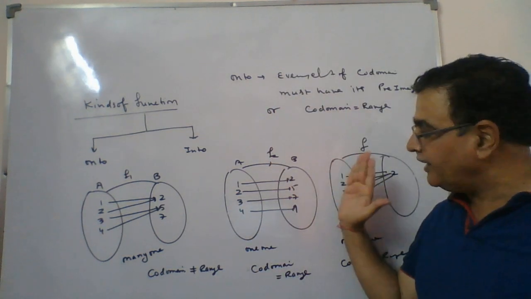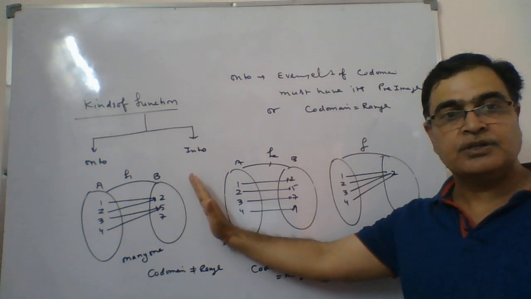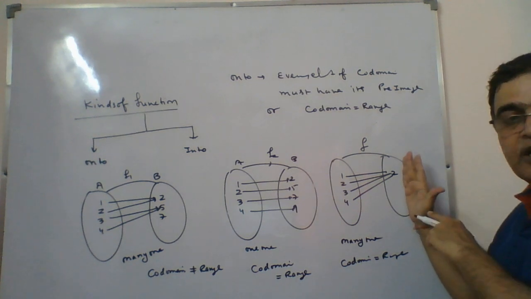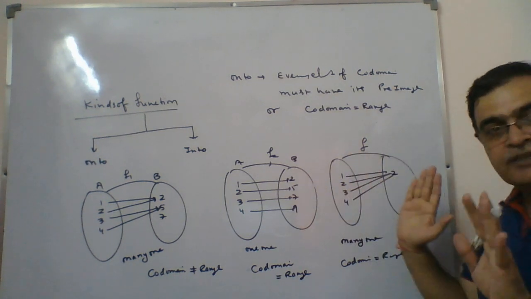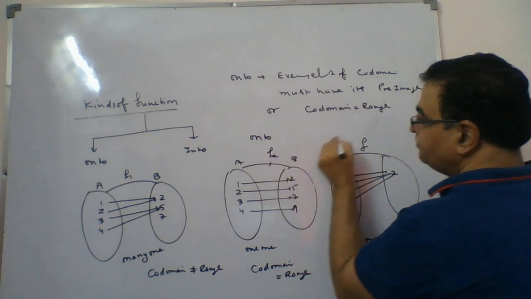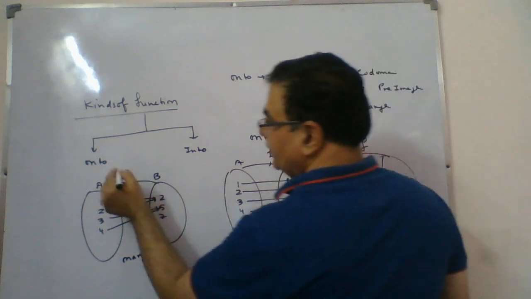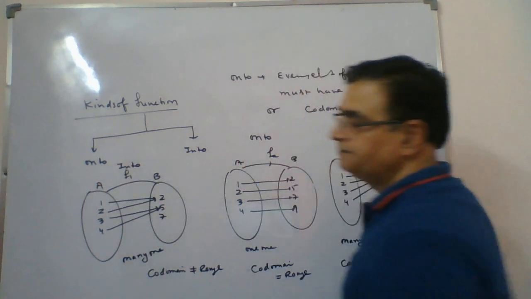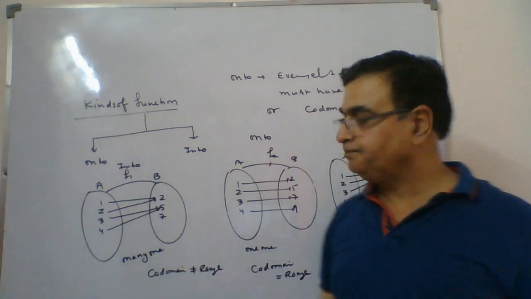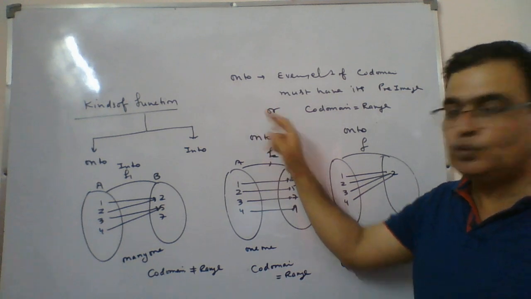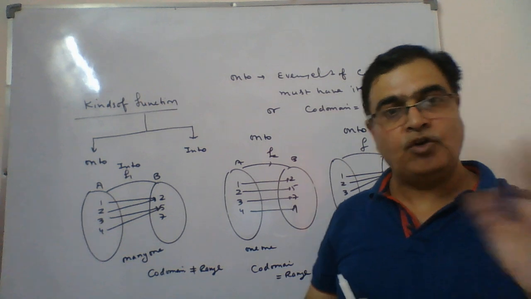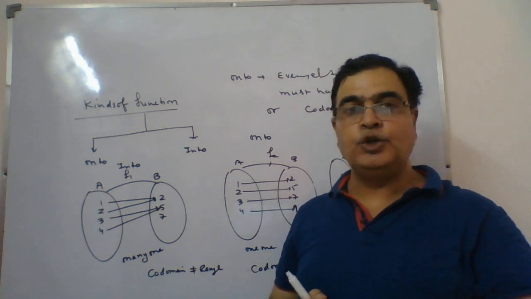In this case, what you will find, each and every element has its pre-image, and that's why we'll say codomain is equal to range. Here in this case, each and every element has its pre-image? Yes. So codomain is equal to range. So this function comes out to be onto, this function comes out to be onto, and this function comes out to be into. So here what you will find, this function is many one into, this function is one onto, this function is many one onto. So a function is either one one or many one, and into or onto.